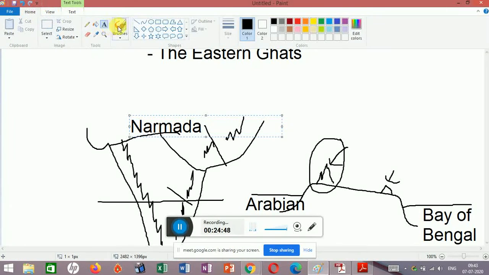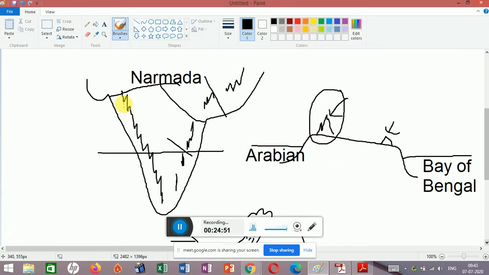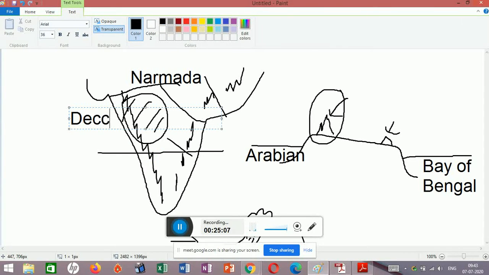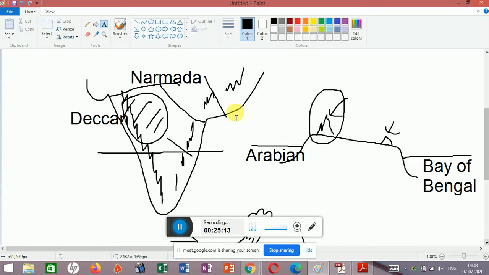And see, the plateau south of Narmada river is known as Deccan Plateau. That one we have discussed earlier. And this Deccan Plateau is covered with black lava soil, and it is also known as Deccan Trap. Why? We have already learned about the origin of the Himalayas.